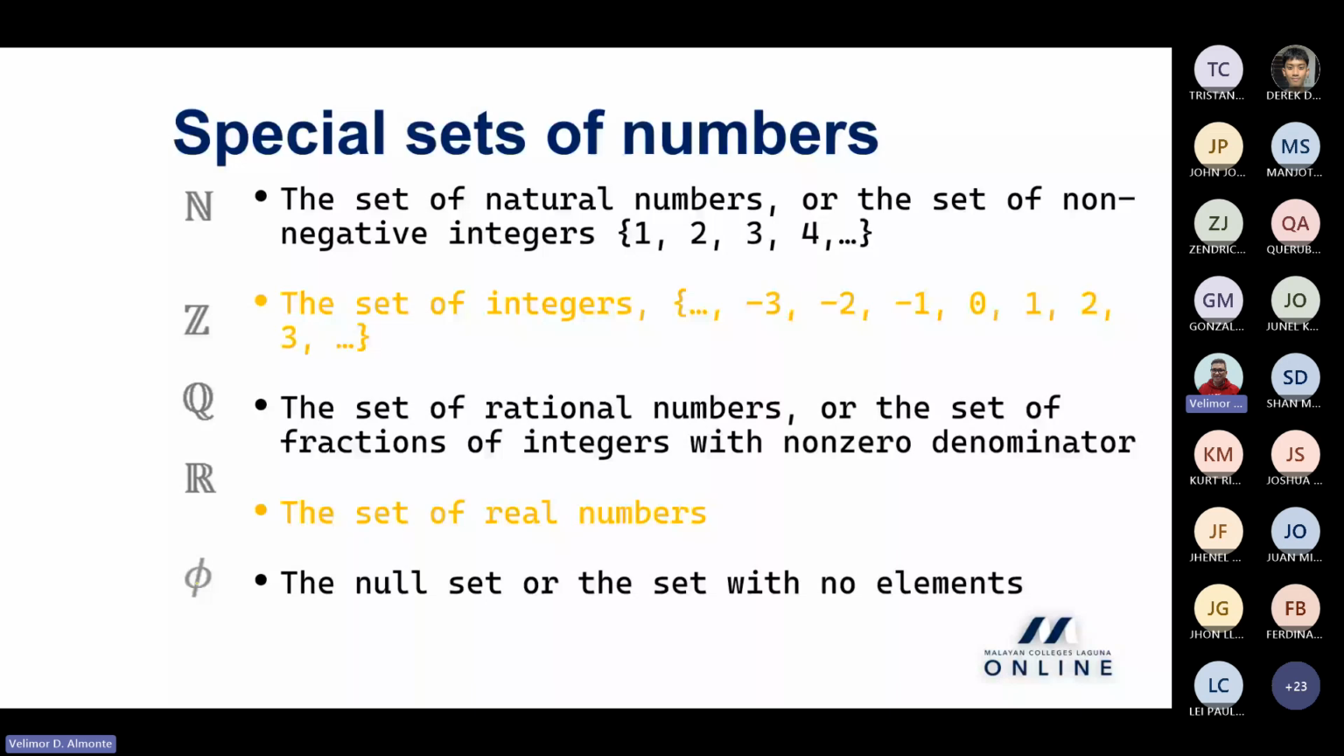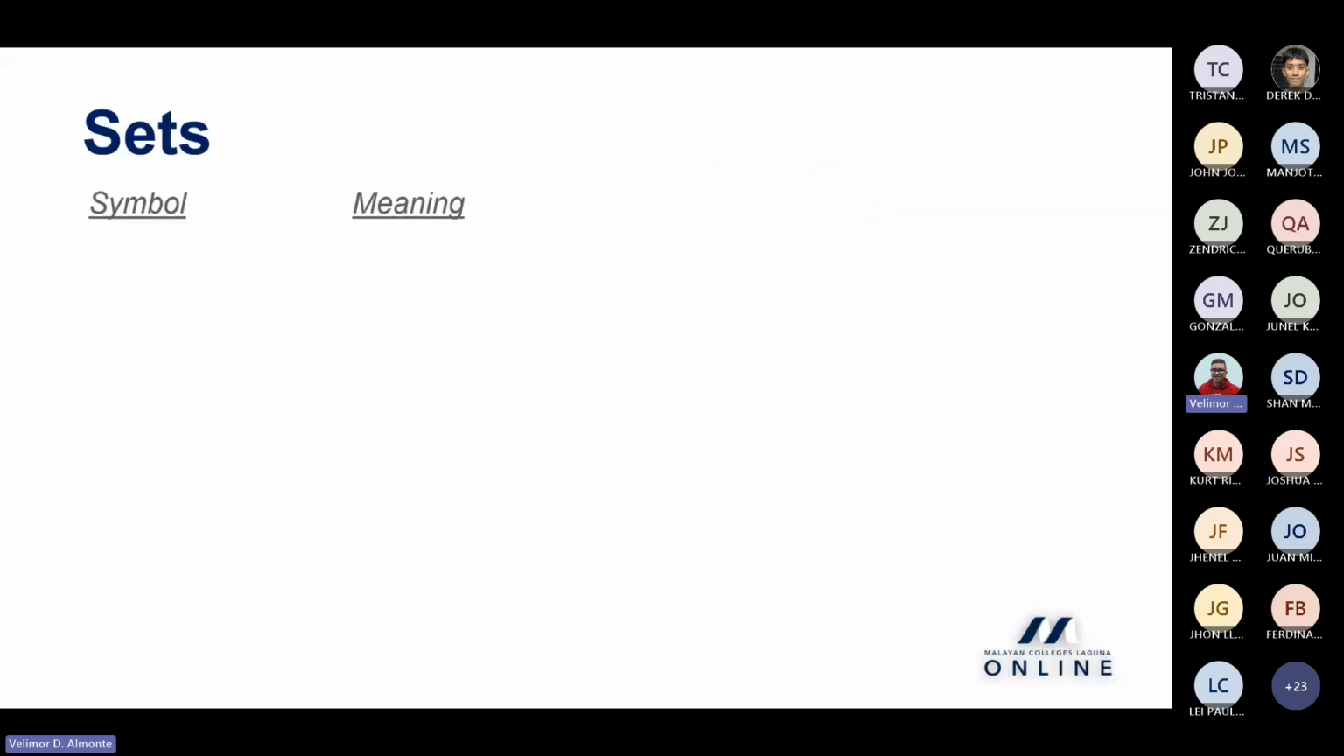And then a special set below. This is called the null set or the empty set. You can also use a pair of curly brackets without any element inside to denote the empty set. So there's only one empty set. Let's proceed.